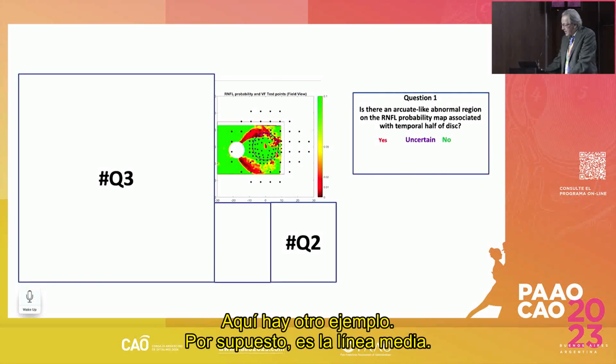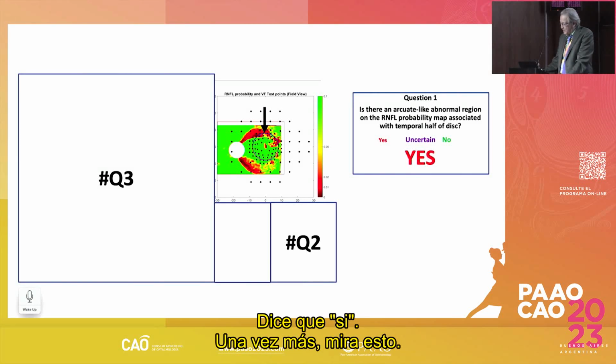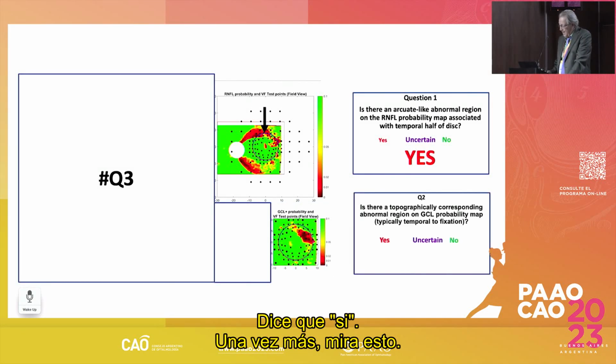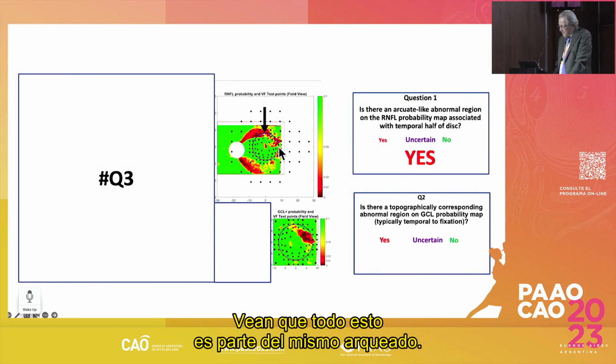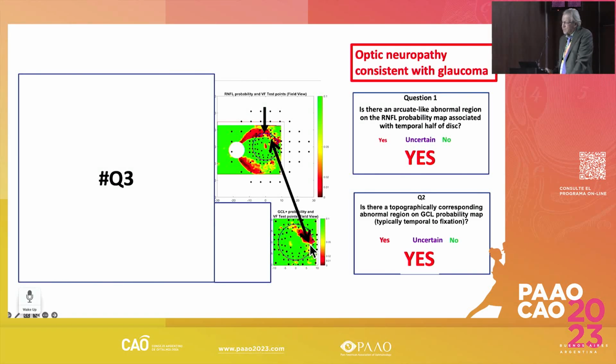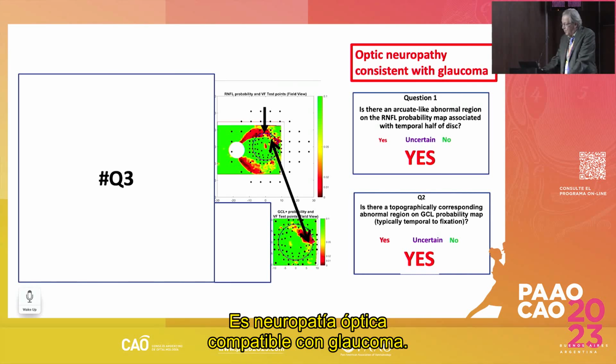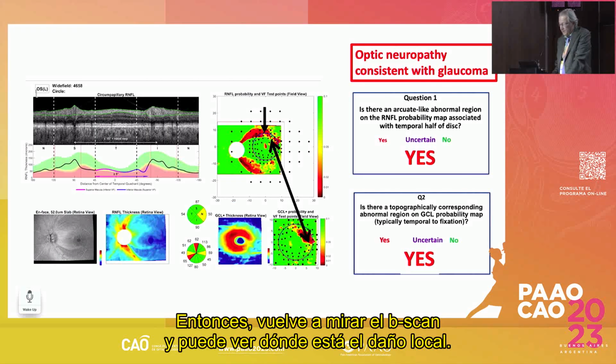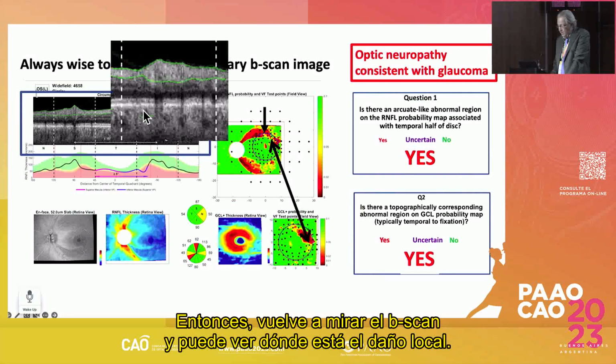All right, here's another example. Crosses the midline, you say yes. And once again, you look at this, and you can see that this is all part of the same arcuate, right? It's optic neuropathy consistent with glaucoma. You look at the B scan again, and you can actually see where the local damage is.